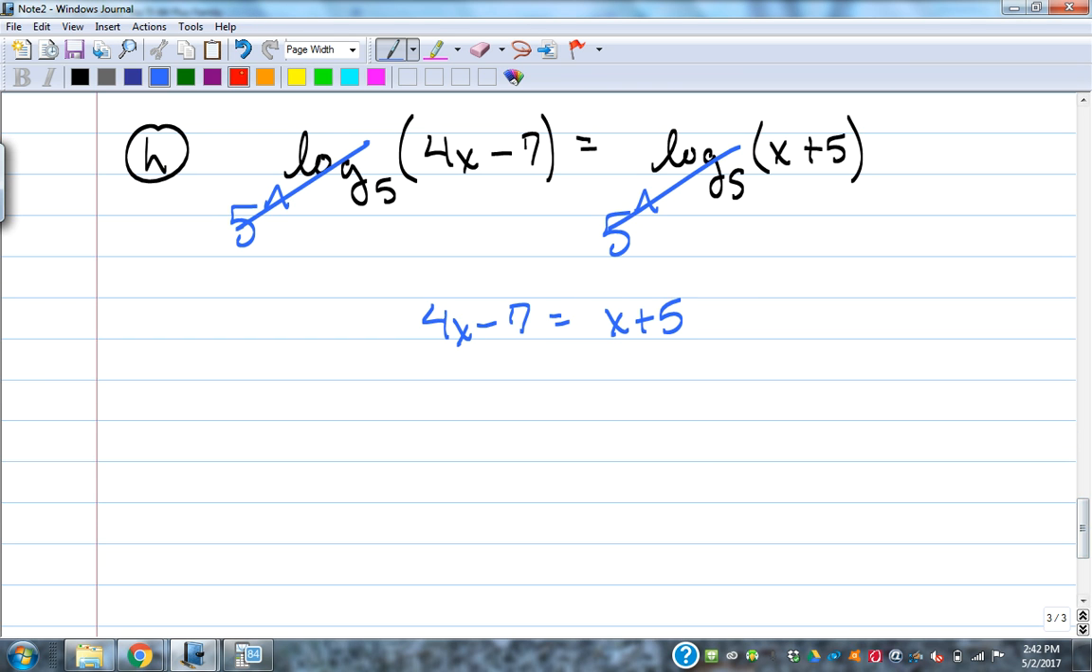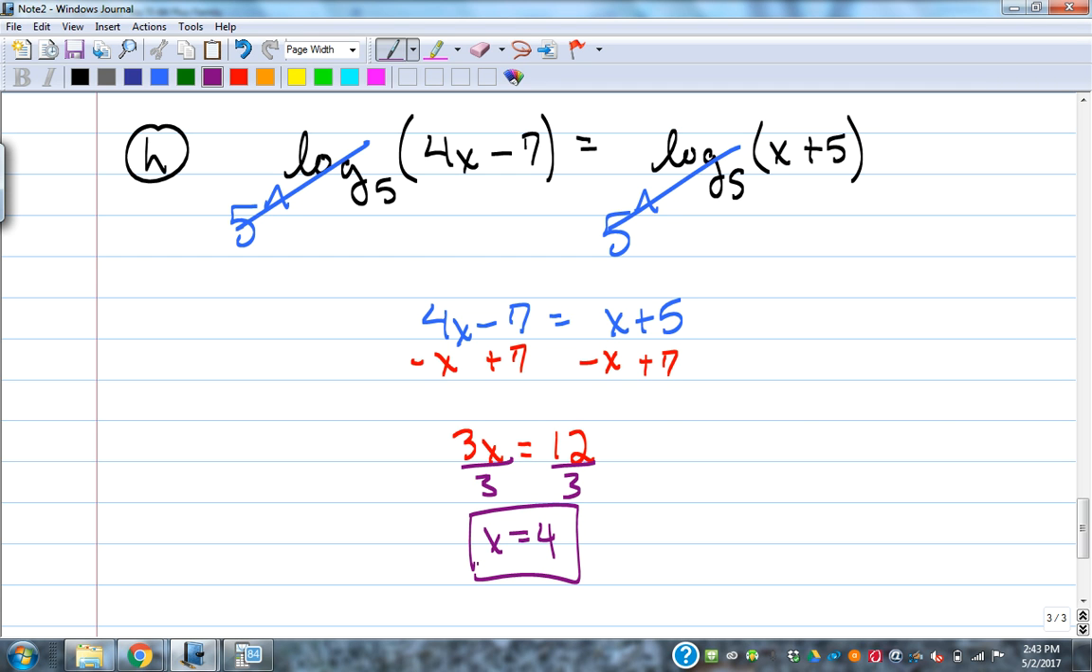Well, that's a pretty easy problem to solve. I just add 7 and subtract x. So that's 3x equals 12. Divide by 3. x is 4. We do need to check that in the original.